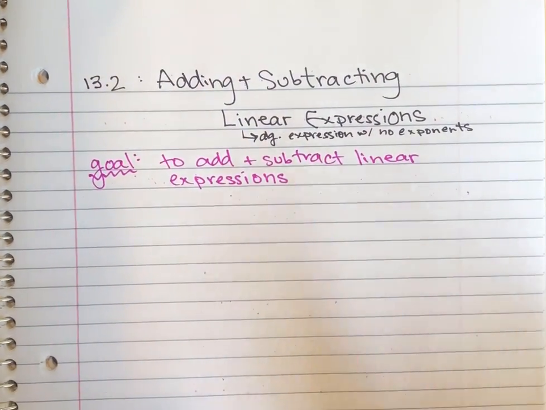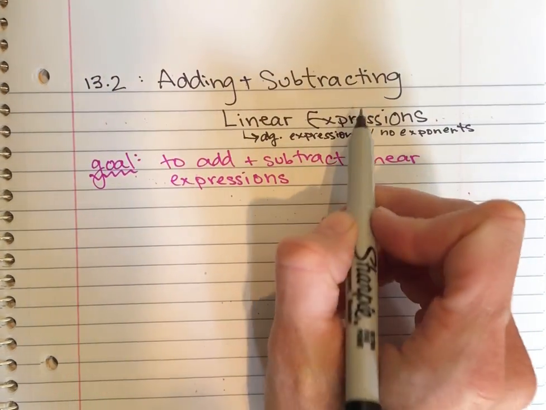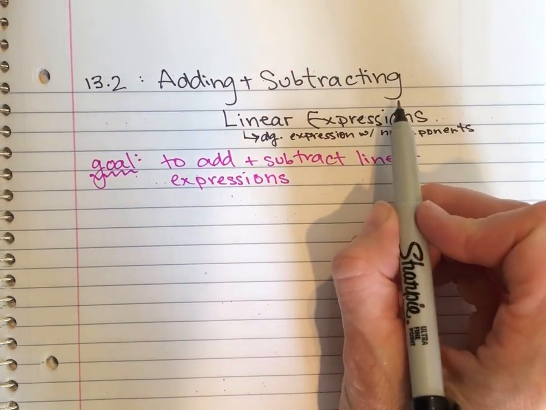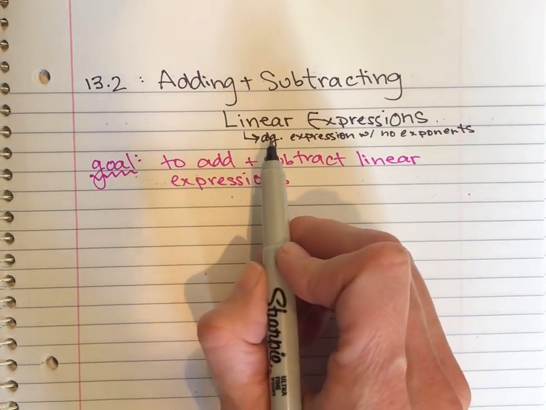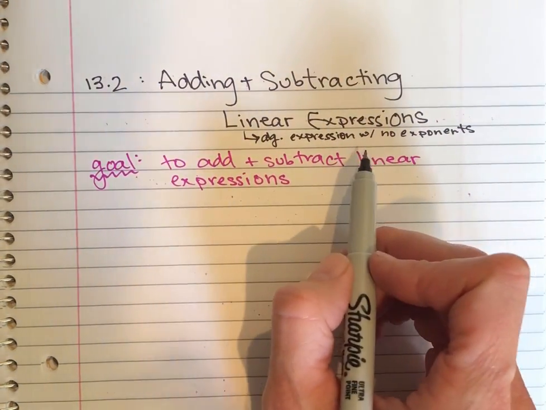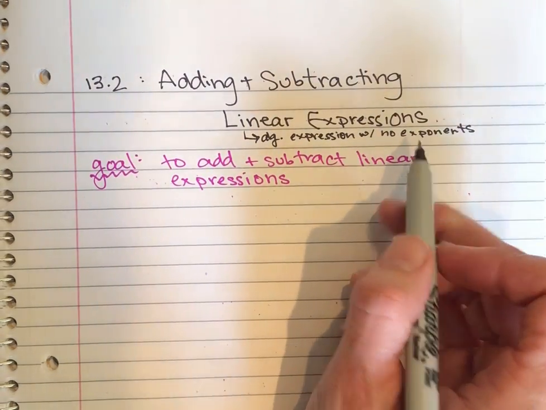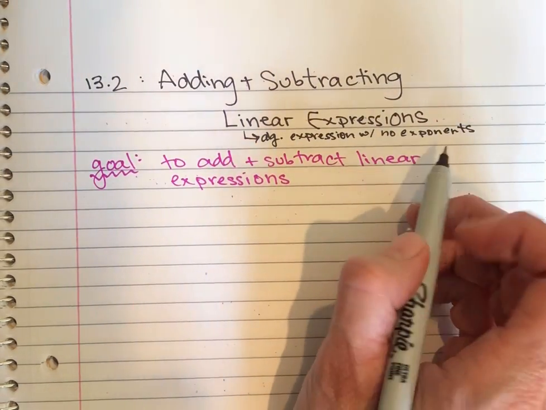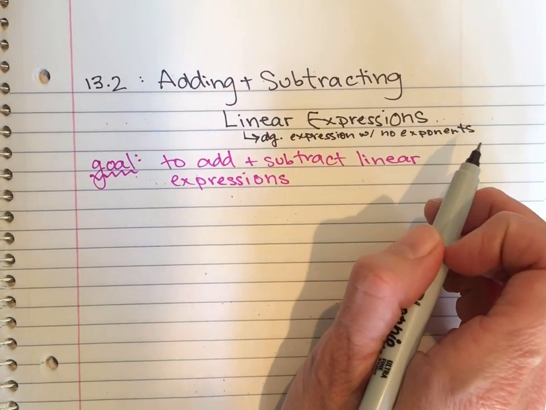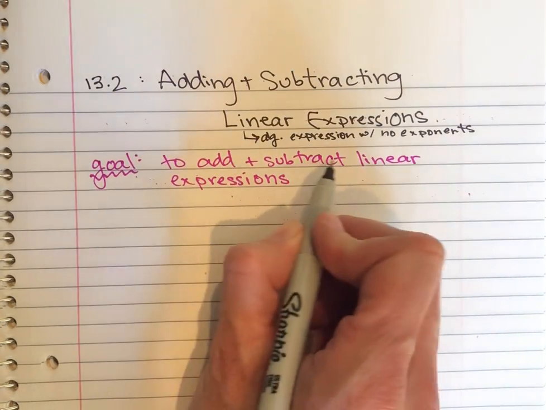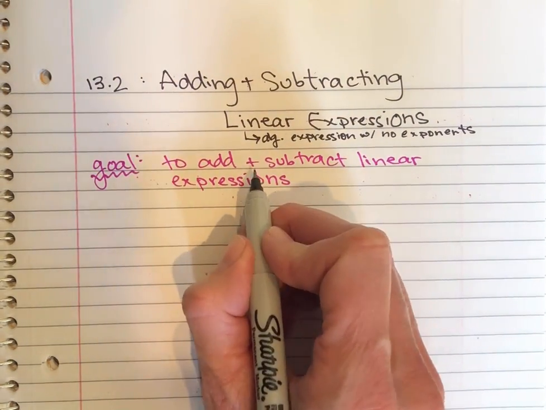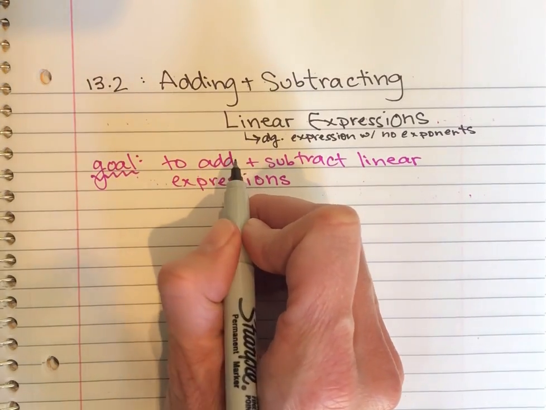All right, so for 13.2, we're going to work on adding and subtracting linear expressions. Now that sounds fancy, but it just means an algebraic expression like we did in 13.1 with no exponent. So you won't see something like x squared or x to the fourth. You'll just see something like x. So our goal is to add and subtract these expressions, but really we're going to be adding them.